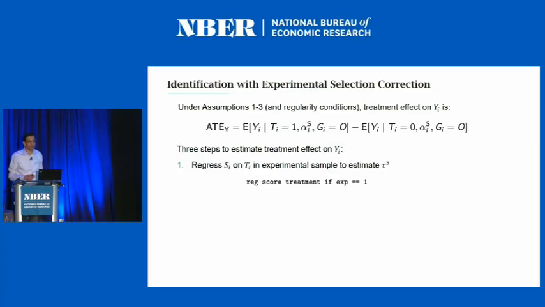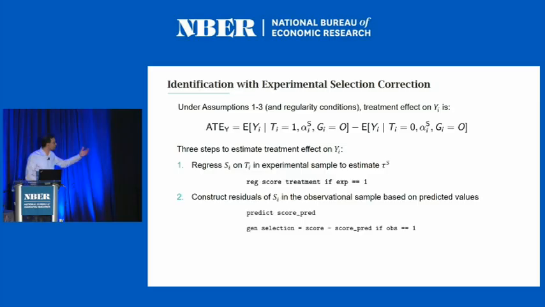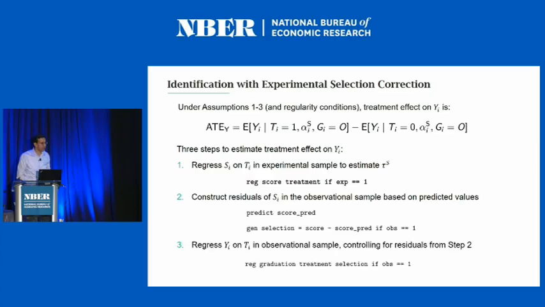First, we regress test scores on treatment in the experimental sample to estimate the short-term treatment effect of interest. Then we construct residuals of S in the observational sample based on the predicted values, where again, let me emphasize, you've got the stacked data set, so when you do that prediction, you're carrying the prediction over to the observational sample. Construct the selection effect as the score minus the predicted score based on the experimental data. And then you're simply going to regress the long-term outcome on treatment in the observational sample, controlling for those residuals from step 2, controlling for that selection effect.